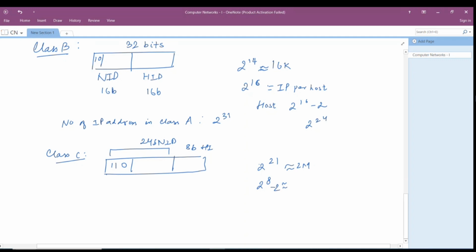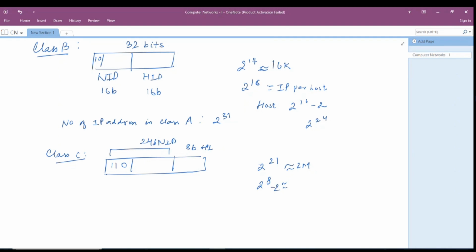Now, if you carefully observe how we went ahead: when we have class A, we have so many host IDs. Then we move to class B. We have fairly more networks and fewer hosts. And then we move to class C. We have a lot of networks, and then fairly fewer host IDs, or we can say fairly fewer hosts.